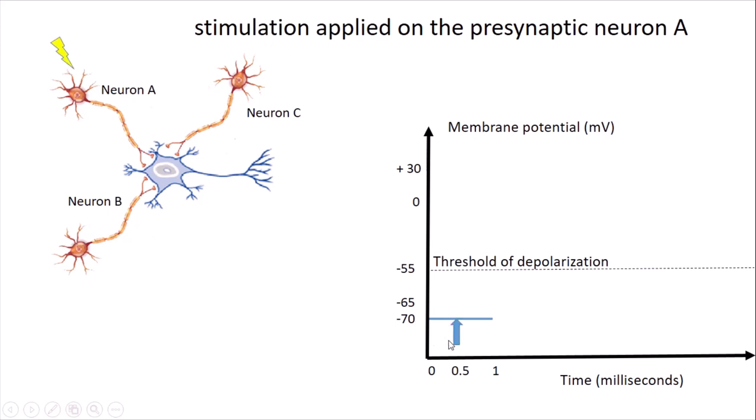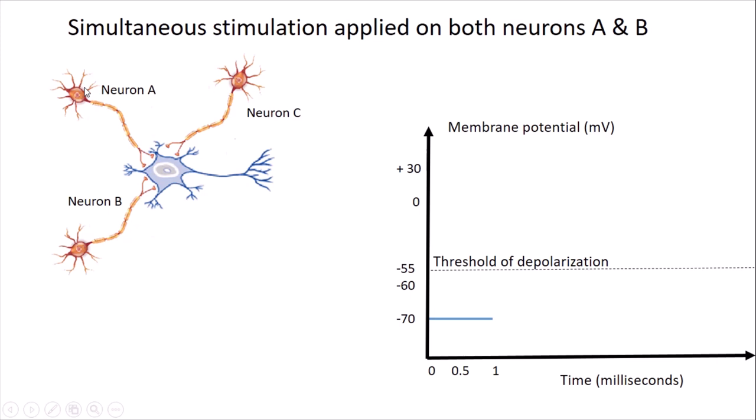We notice on the graph that we obtain, yes, an EPSP, not large enough to cause an action potential because it's not reaching the threshold, but it's an excitatory postsynaptic potential nonetheless. If we do the same thing on B, we also get something similar. An EPSP, still not reaching the threshold.